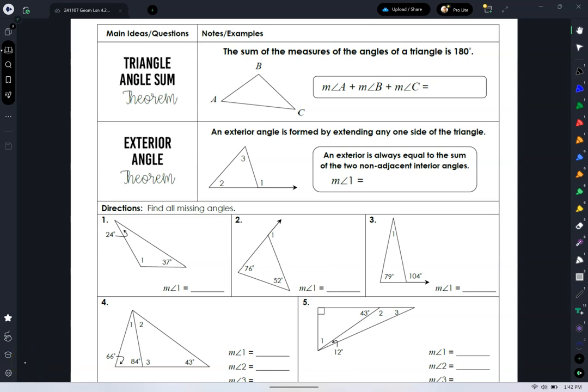All right, so we have our triangle angle sum theorem, which says that the measure of angle 1, or the measure of angle A, plus the measure of angle B, plus the measure of angle C, has to add up to 180 degrees.